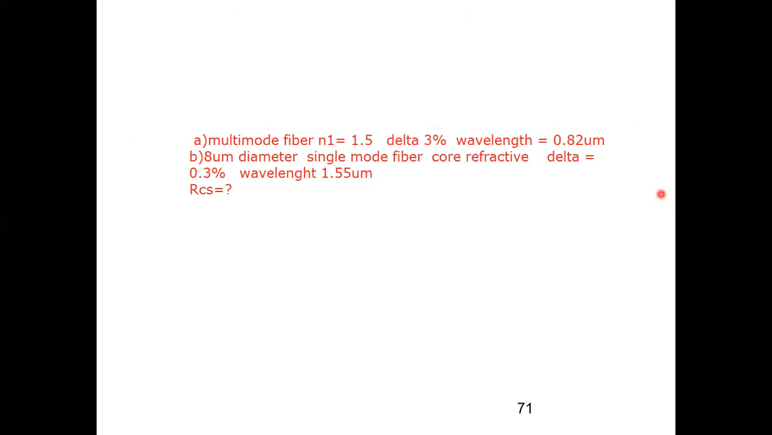Yes, ma'am. Okay. Now see, in your formula, N2 is not given. But in the question, N1 and delta both are there. Delta is the relation between N1 and N2, so you have N1 and delta, and you can find N2 from that. The formula for delta, for those who might have forgotten, is delta equals N1 square minus N2 square upon N1 square.